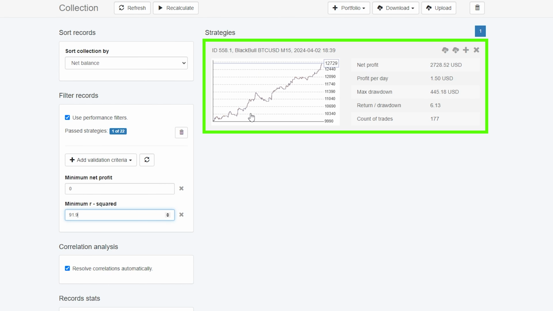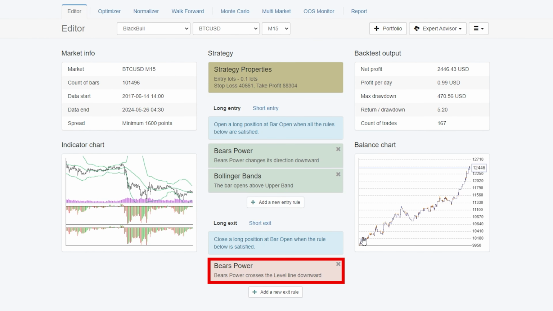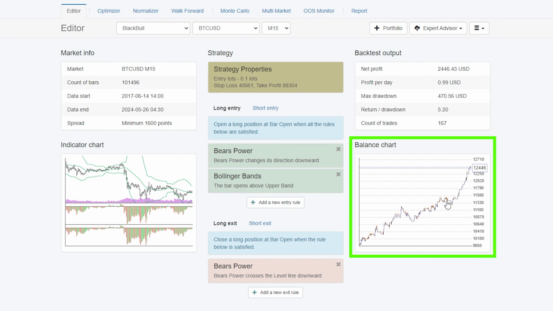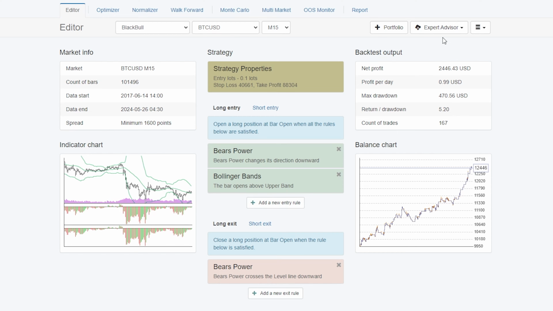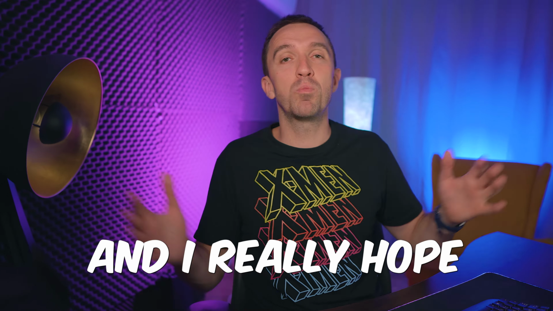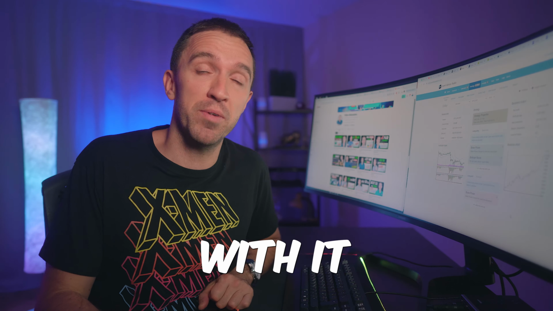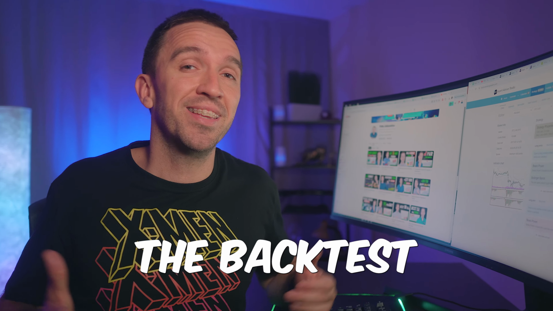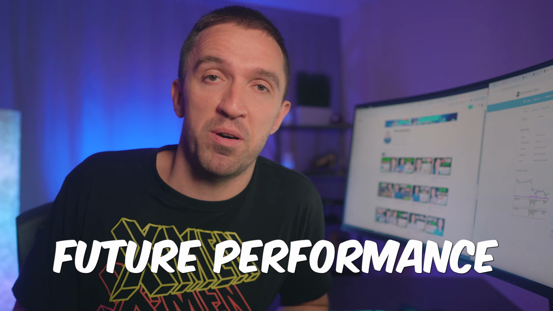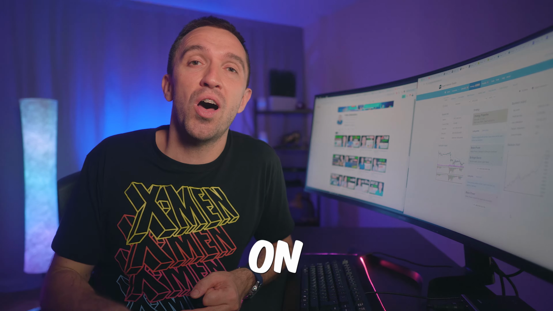The one strategy with the best balance line is that one. 2 entry indicators, 1 exit indicator, and you can see what a balanced chart we have, especially recently. It is profiting that way, so I will download it for MetaTrader 4, for MetaTrader 5, and I really hope that it will keep profiting that way so you guys can make some money with it. But of course, the backtest does not guarantee future performance, so always make sure to test these robots on a demo account.